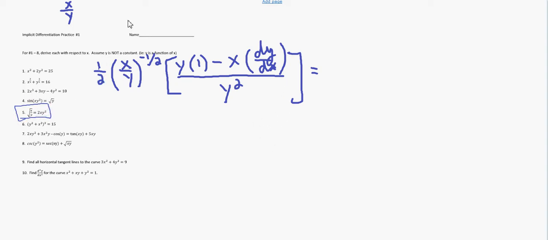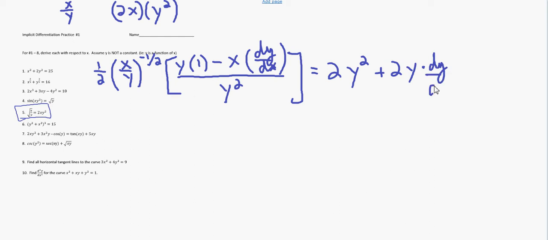Now we got to derive the right hand side, and that's going to be the product rule. We have 2x times y squared. Even though the parentheses aren't there, you can imagine that they are there. And now we're going to derive the first thing, which is 2x turns into 2 times the second, y squared, plus derive the second part, derive the squared is 2y, and then you're going to have the derivative of y times the first, which is 2x.